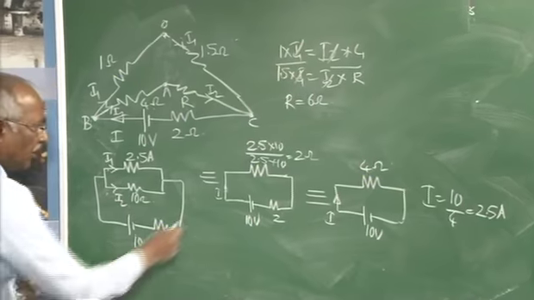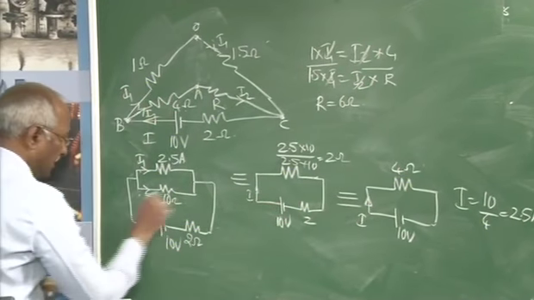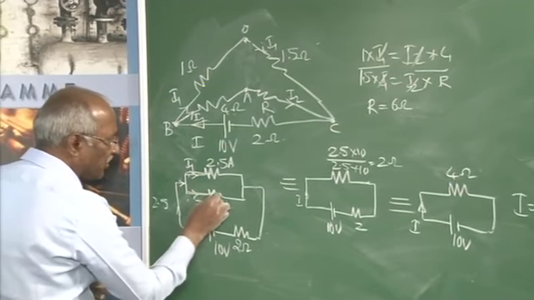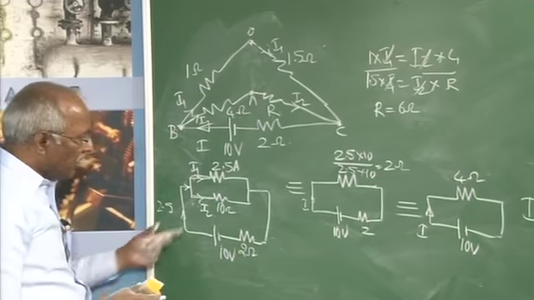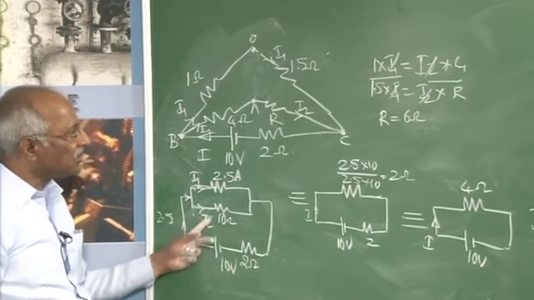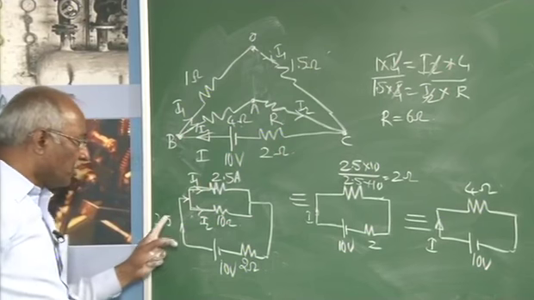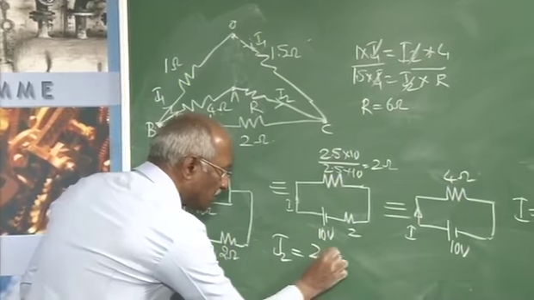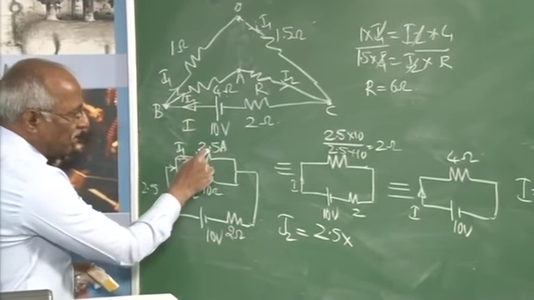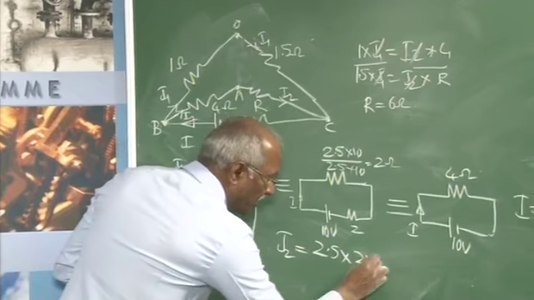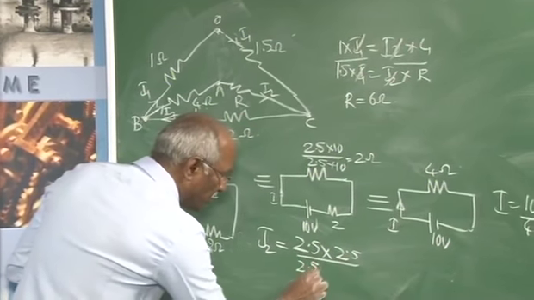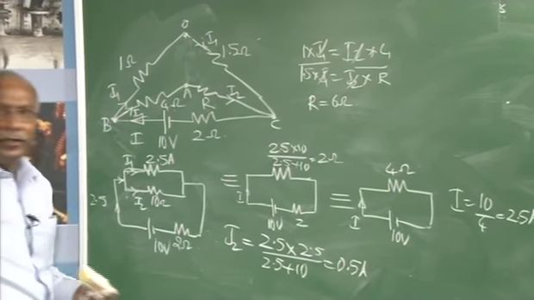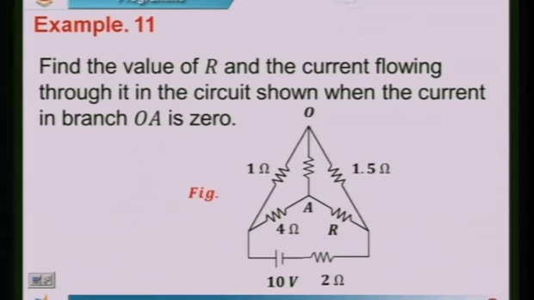Once I know that current, this current is the same as this current, is the same as this current. This is 2.5. When the current comes here, some current goes this way, some current goes this way. In that respect, to find out I2, which is the same as the current flowing through this R ohm, we can go for the current divider rule, where I2 is nothing but the total current, that is 2.5, into the resistance of the opposite branch, that is 2.5, divided by the sum of the two resistances, 2.5 plus 10, which comes to 0.5 ampere. The current flowing through this is 5 ampere.